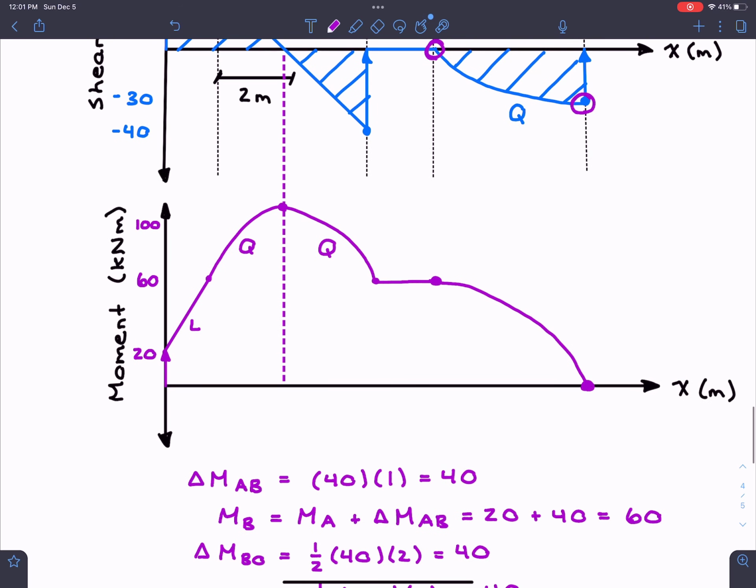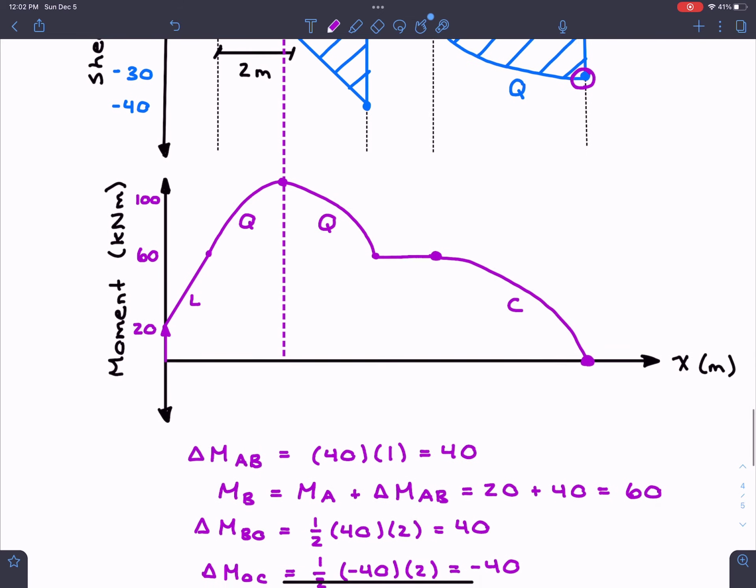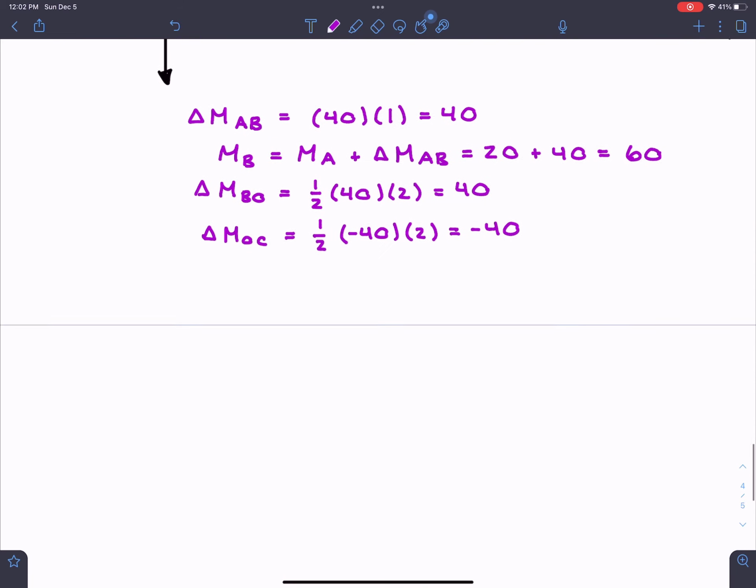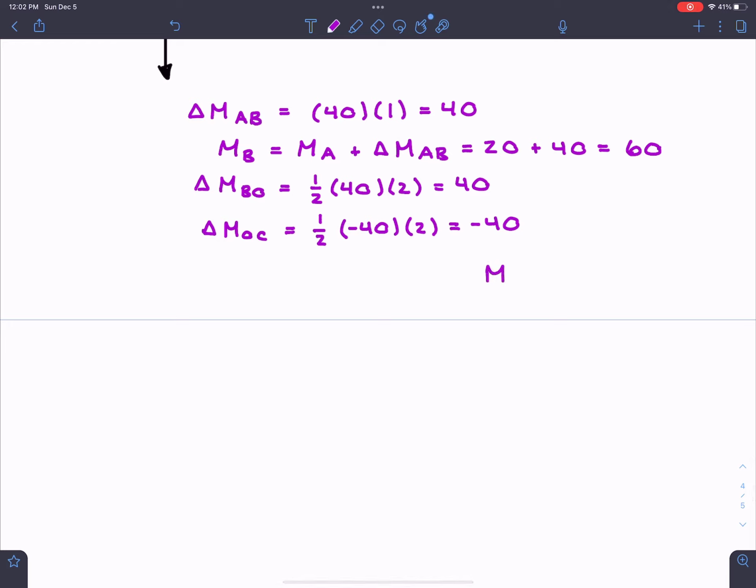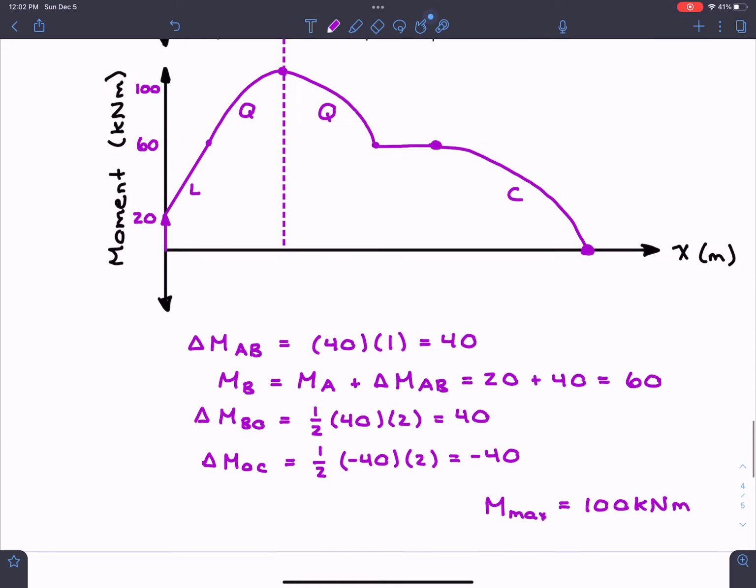And we know that since the shear is quadratic, this has to be cubic. So something like that. And then what's nice from here is we can tell intuitively from our diagram that our maximum moment has to be equal to 100 kilonewton meters. So 100 kilonewton meters. And that's it.